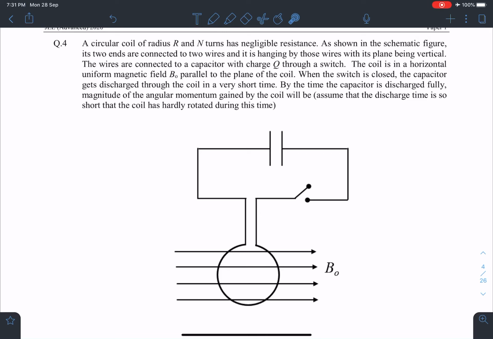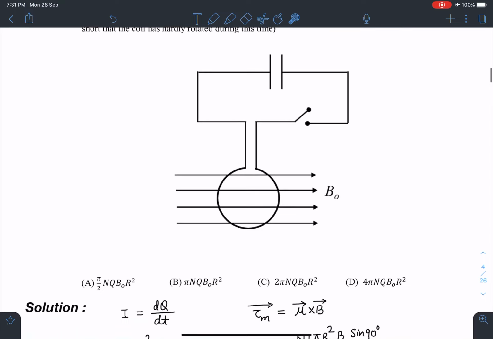And assume that the discharge time is so short that the coil is hardly rotated during this time. Means orientation is almost similar. It will rotate by a very small angle d theta, but by that time some angular momentum would have been gained by this coil. That is what we have to calculate here. So it's a very simple problem.